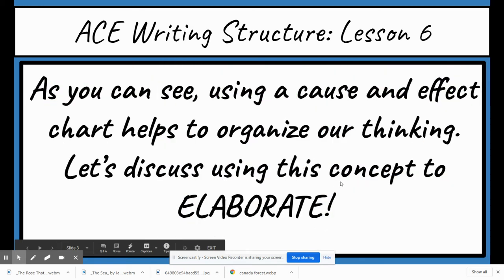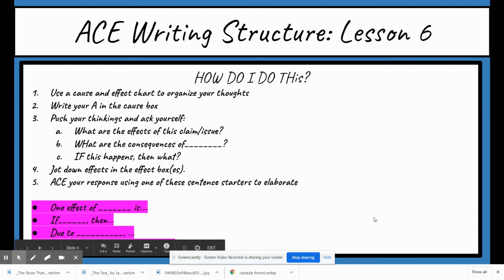So as you can see, using these cause and effect charts can really help to organize your own thinking. So if you're someone who struggles with sitting down and getting all of those beautiful thoughts out onto paper, this is definitely a great strategy for you because it helps you to organize your thinking. So let's discuss how we're going to use this concept to actually elaborate. How are you going to do this?